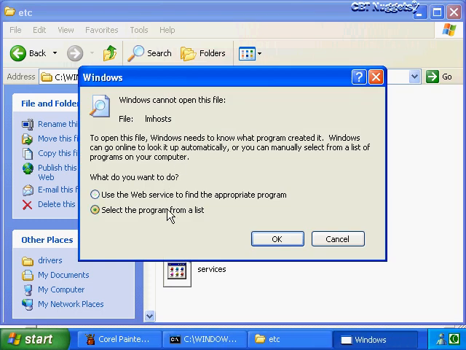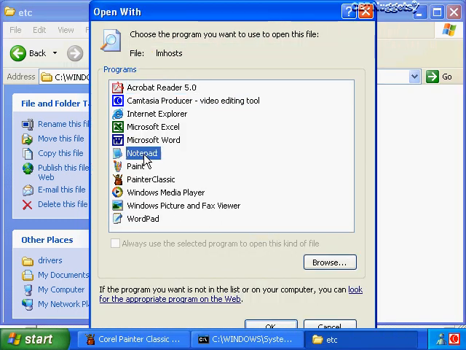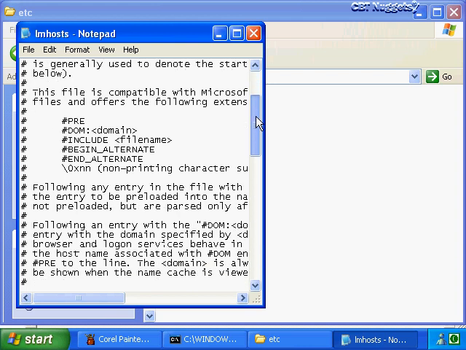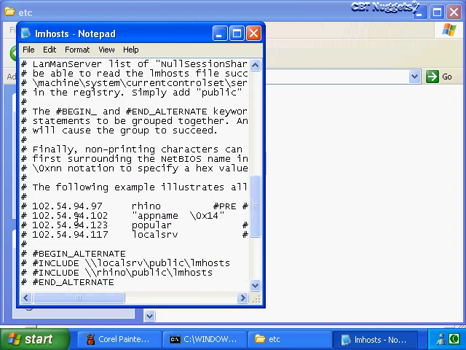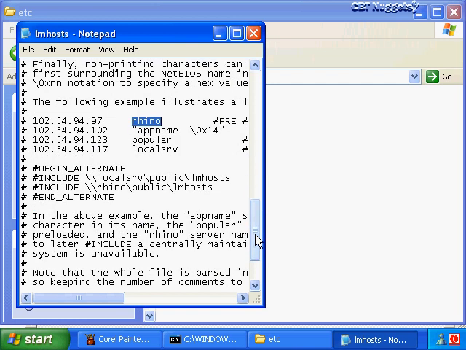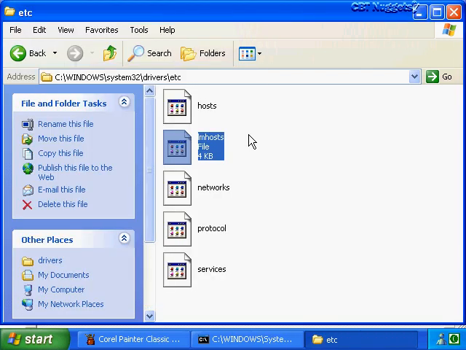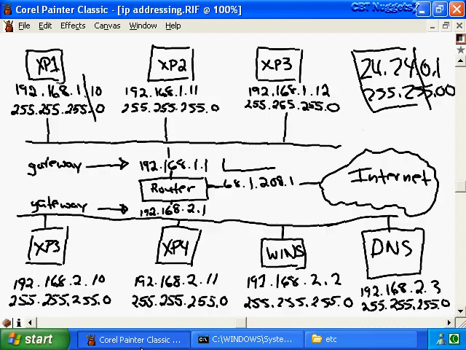So if we double click this file, open it up with Notepad, take a peek in here, very similar to our host file where it has a listing of the computer's IP address and the computer's NetBIOS name. So once again, you would have to populate this file with every single IP address and every single NetBIOS name if you wanted to reference computers that way. Well, there's an alternative to manually updating and configuring these files. Let's take a look at that alternative. So let's bring up our original slide and take a look at this.